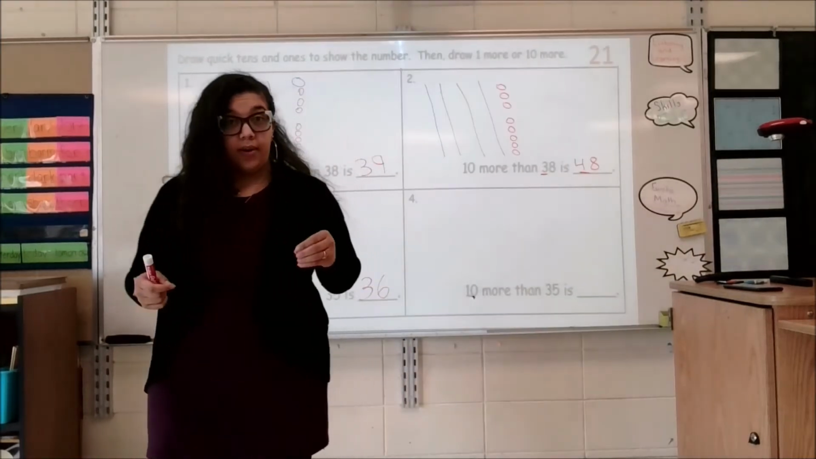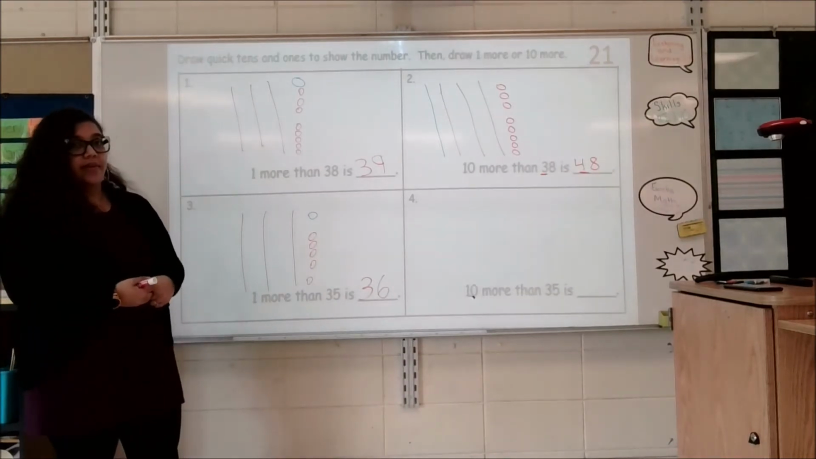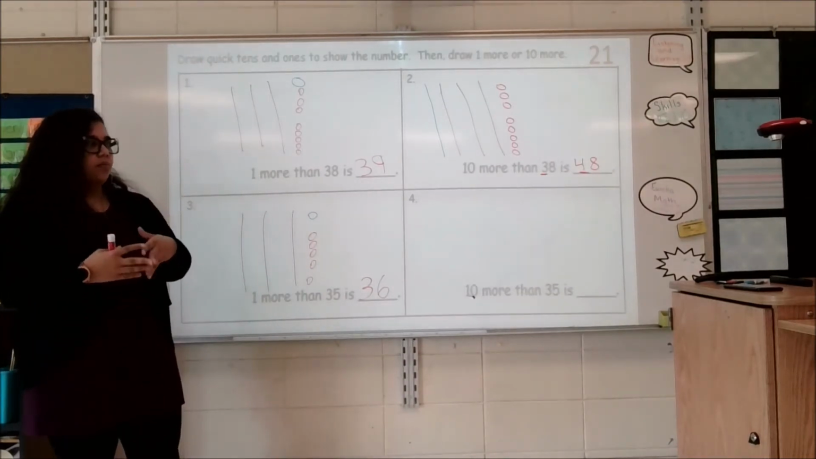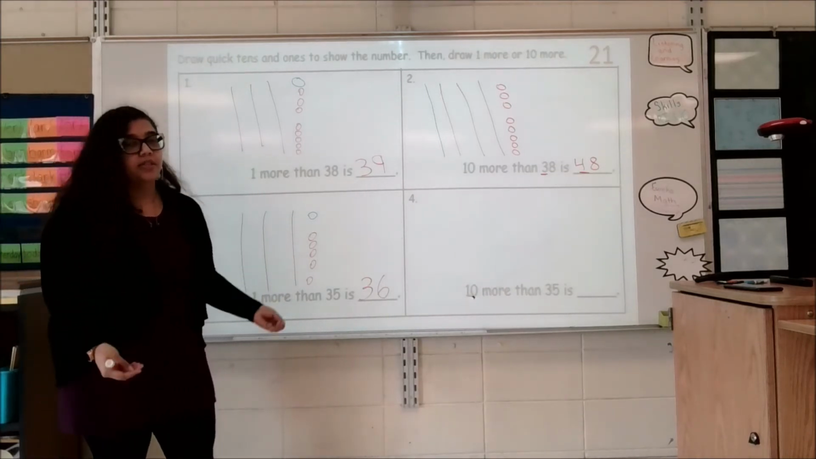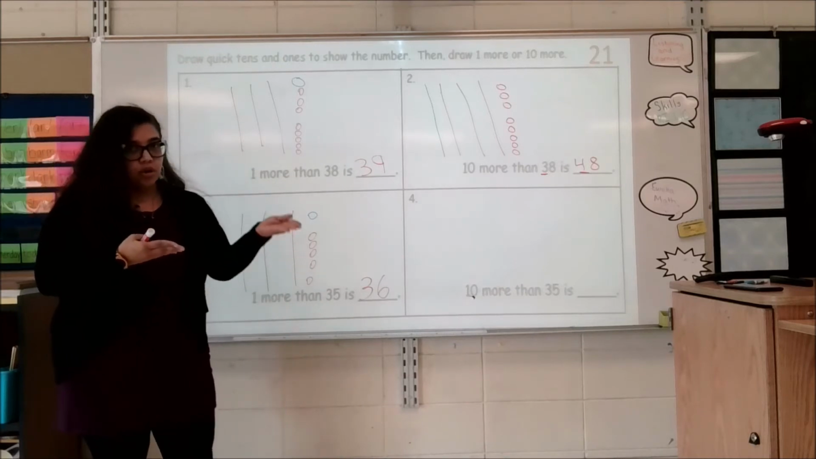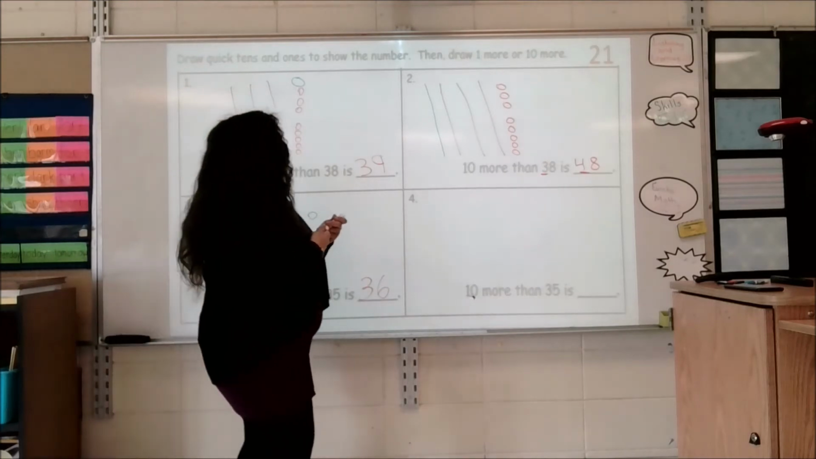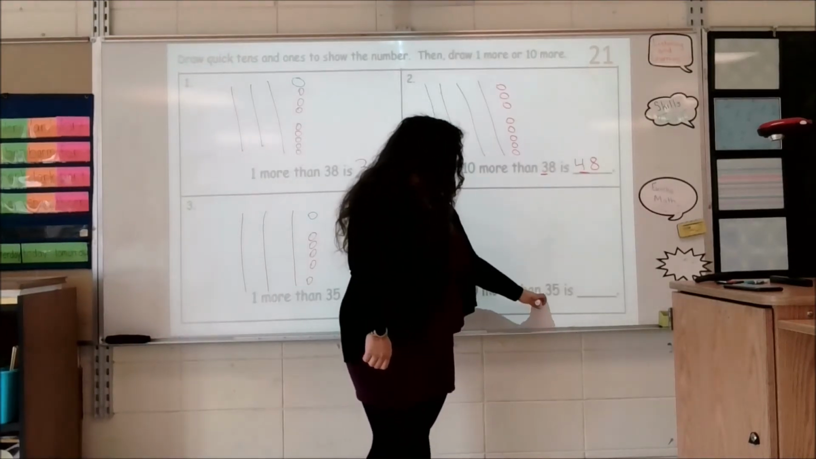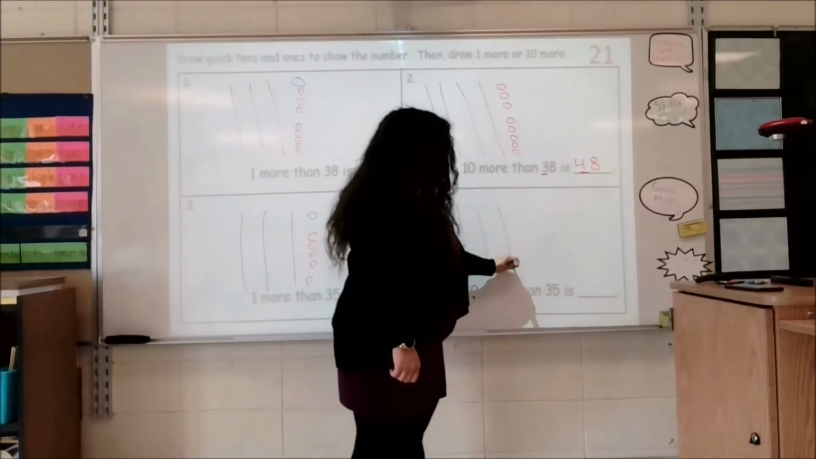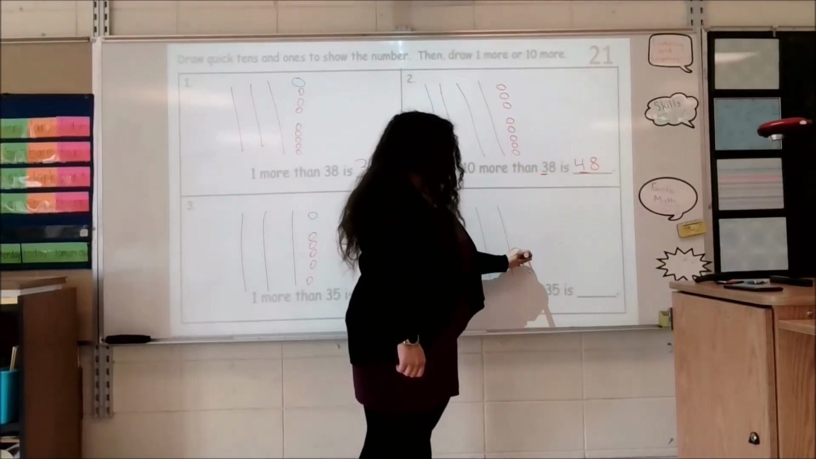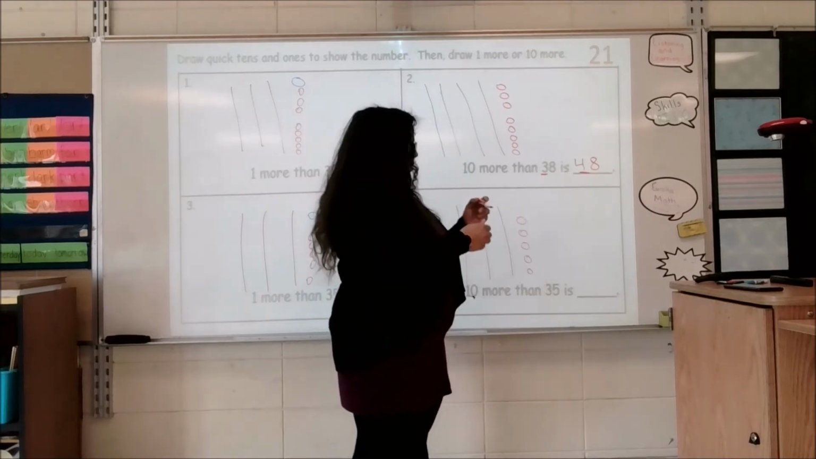Great work. Let's keep going. Number 4 reads, 10 more than 35 is. Which means we're still going up. We're adding more to the group. We need to start by drawing what is given. Draw what is given. Drawing the number 35 as 10, 20, 30, 31, 32, 33, 34, 35.